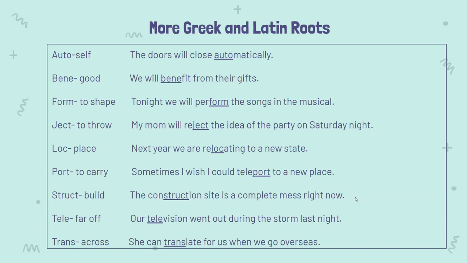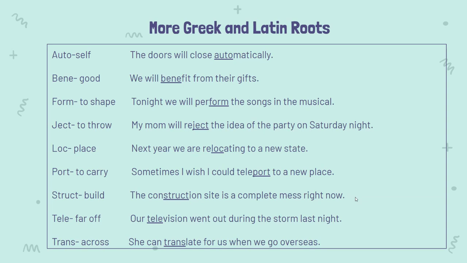And then we have loc, which means place. So next year we are relocating to a new state, meaning we're going somewhere else, a new place. And then port means to carry. So sometimes I wish I could teleport to a new place. So with that one, we actually have two roots to make a word. So teleport means to go to a new place. And struct, build. The construction site is a complete mess right now.